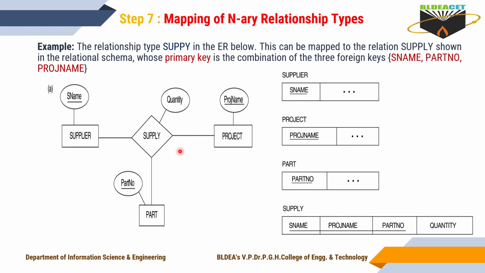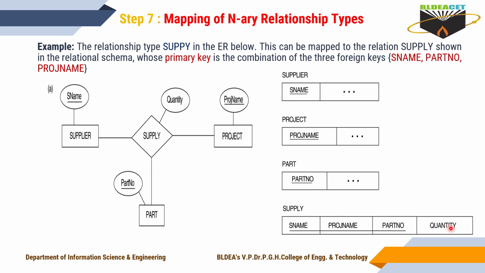Example here. So supplier, project and part are the three entity types. You are mapping those as relations: supplier, project and part here. To relate these you are using the relationship supply. So in the supply you have to create a new relation, and what are the attributes here? The primary keys of all these relations. Supplier primary key is S name, project primary key is project name, and part primary key is part number. All these are the foreign keys in the new relation supply here.